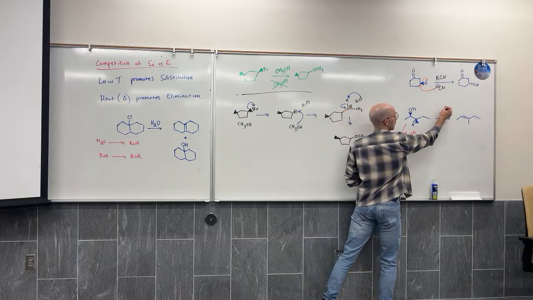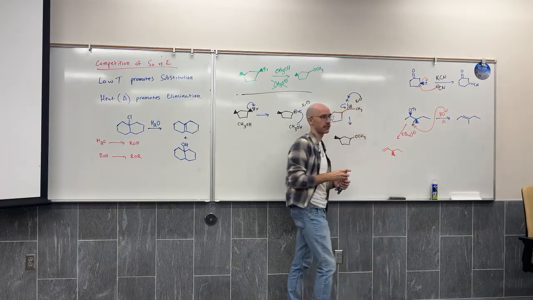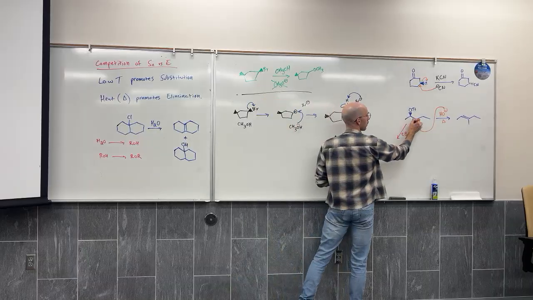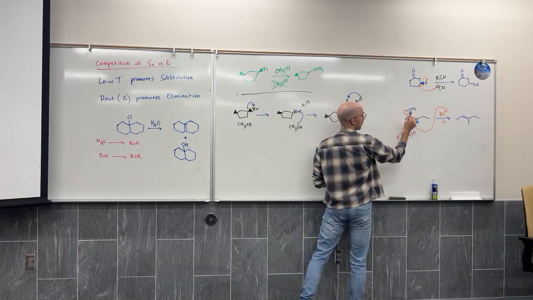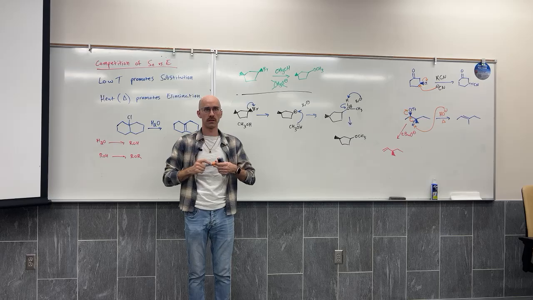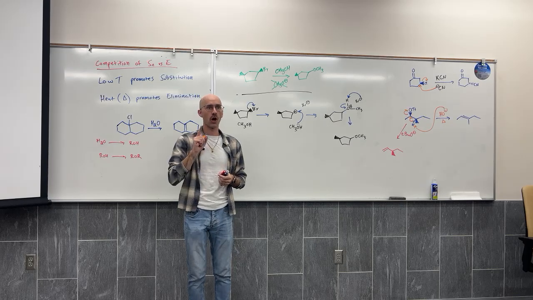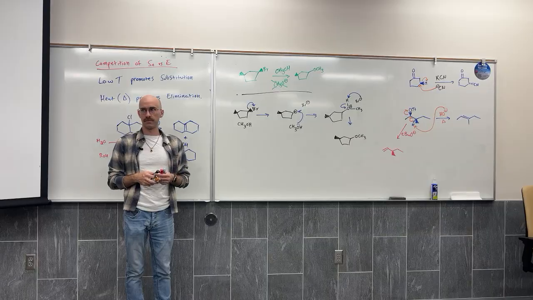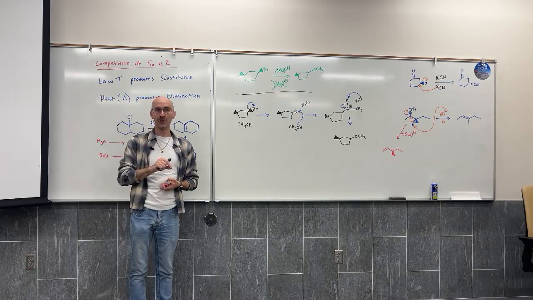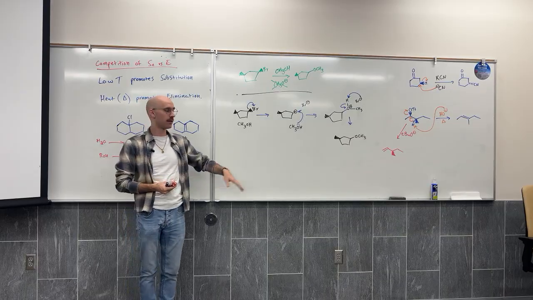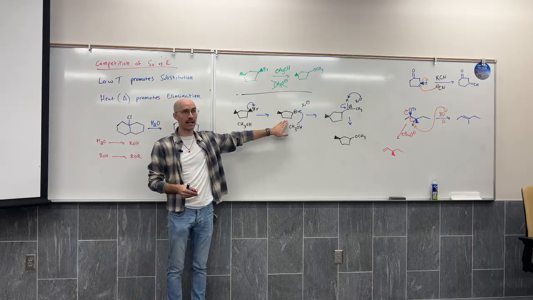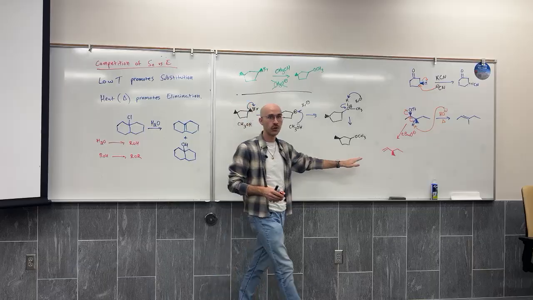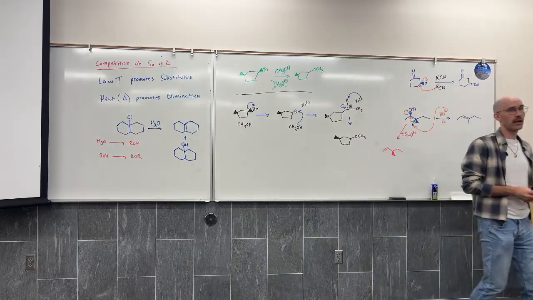Hydroxide bonds to my beta hydrogen, acts as a base. The CH bond forms my alkene, and my leaving group leaves. All at the same time. The difference between E2 and E1: E1 forms a carbocation and then forms the alkene. E2 does not form a carbocation.